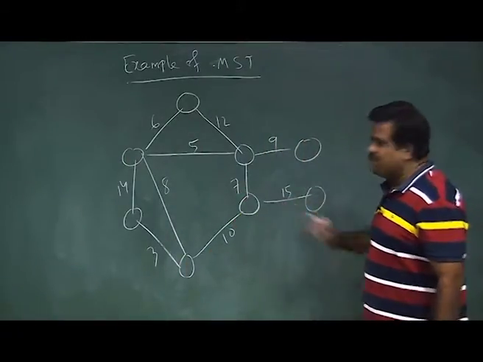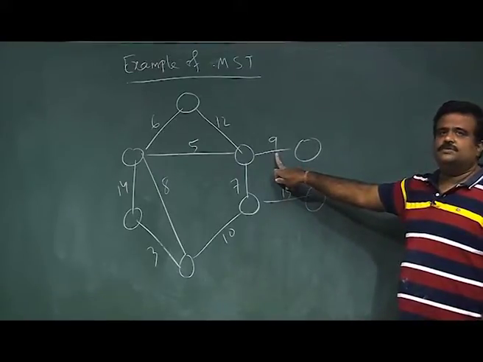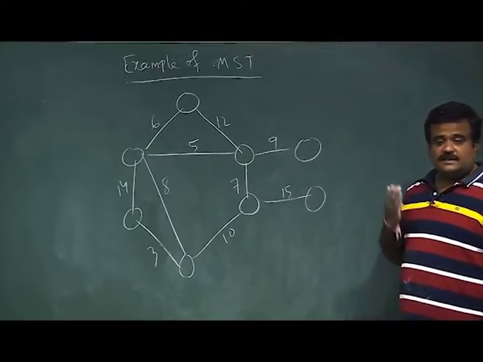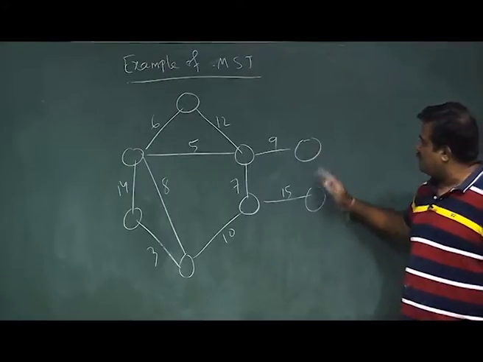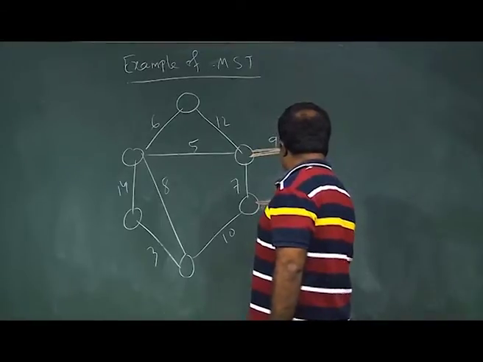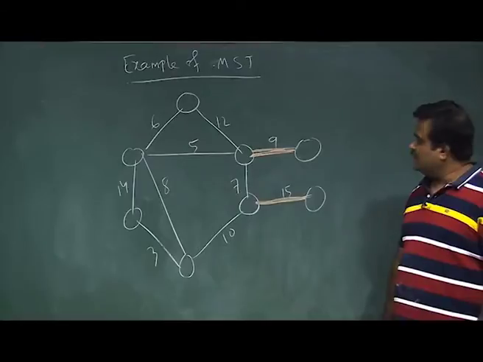These two edges must be there in the minimum spanning tree, because this is the only edge which is connecting this node with the remaining nodes, and this is a spanning tree. So we have to cover all the vertices. So to cover these two vertices, there is no other way other than taking these two edges in the minimum spanning tree.